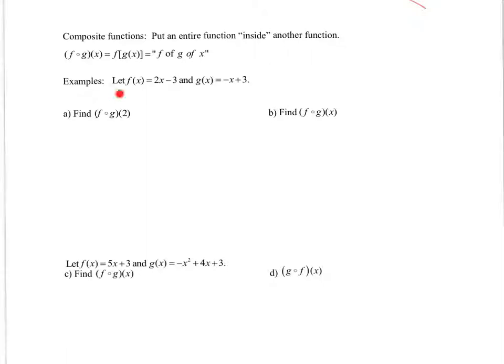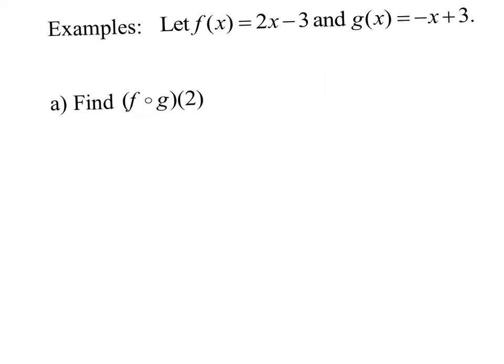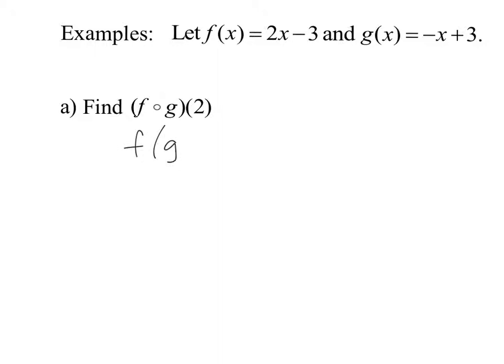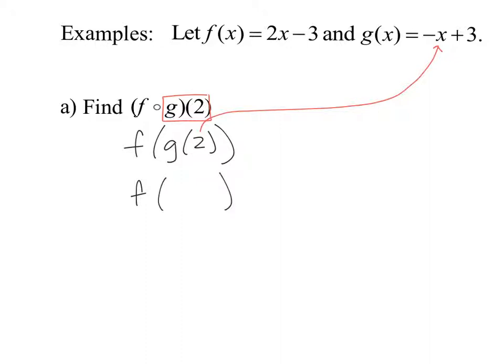So here's what this symbol means. You're given two different equations, an f function and a g function, and what example A wants us to do is find f of g of 2. So basically the g of 2 is what you do first. You take your 2, you plug it into the g, and then whatever number you get is what you plug into f. So it's like doing two different t-charts, if you will.